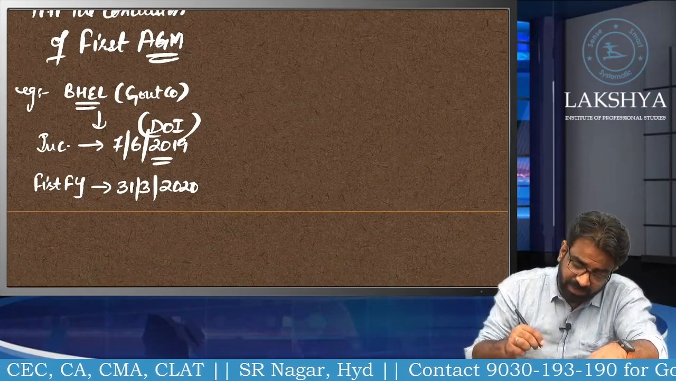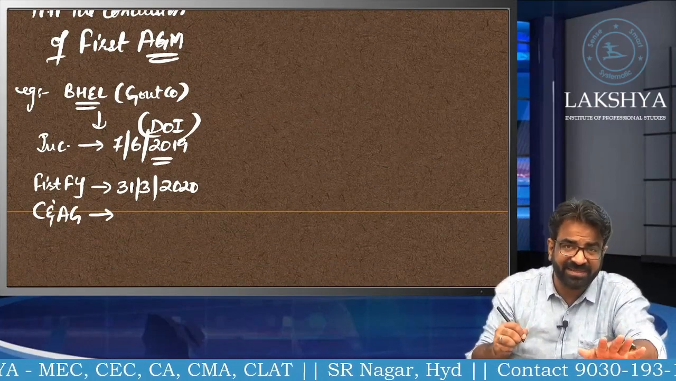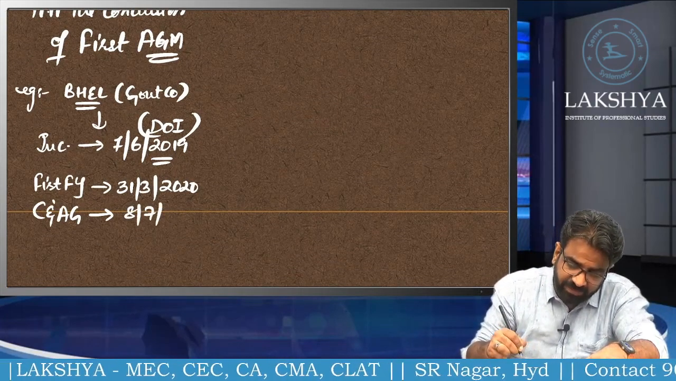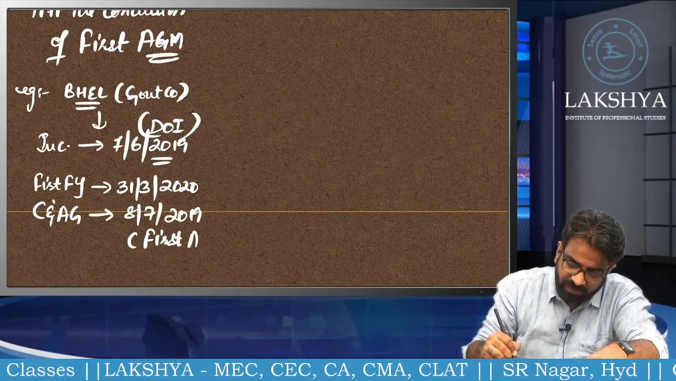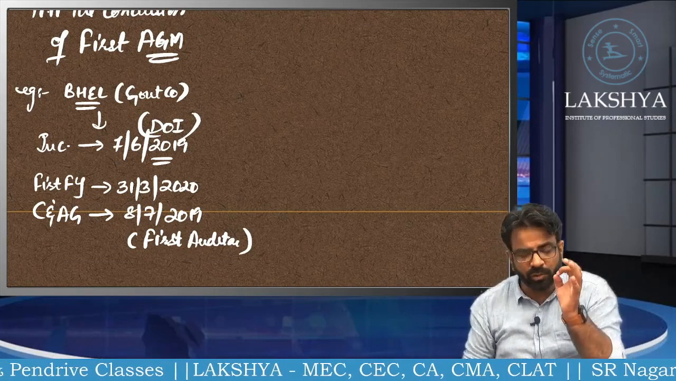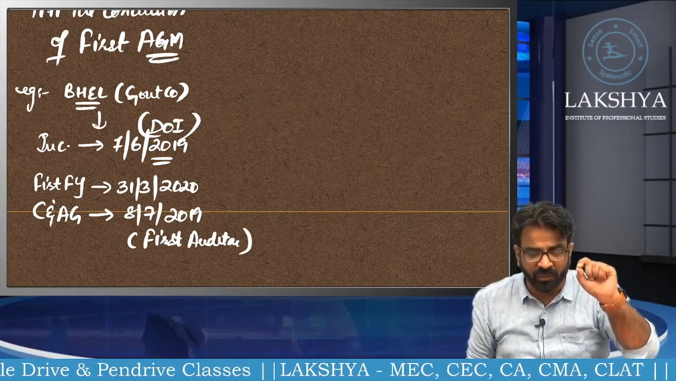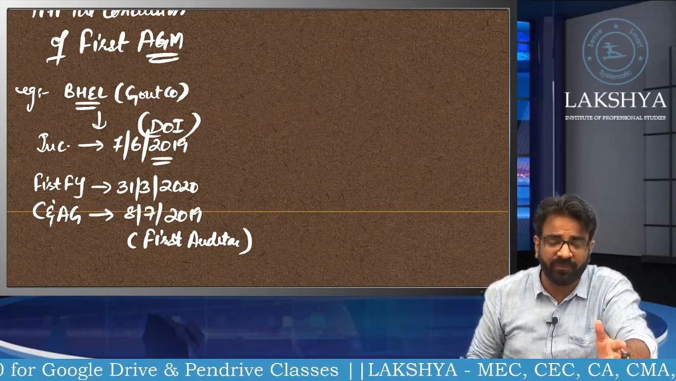Now say for example, C&AG has appointed their first auditor on 8/7/2019. So their first auditor was appointed by the C&AG on 8/7/2019. Now you guys please tell me whether C&AG has appointed the first auditor within 60 days or not. 60 days will start from where? From the date of incorporation.